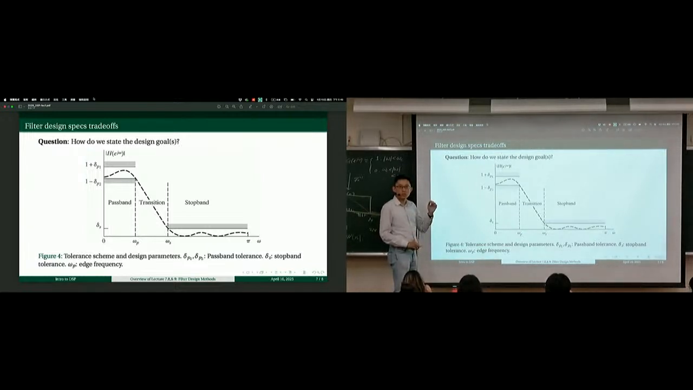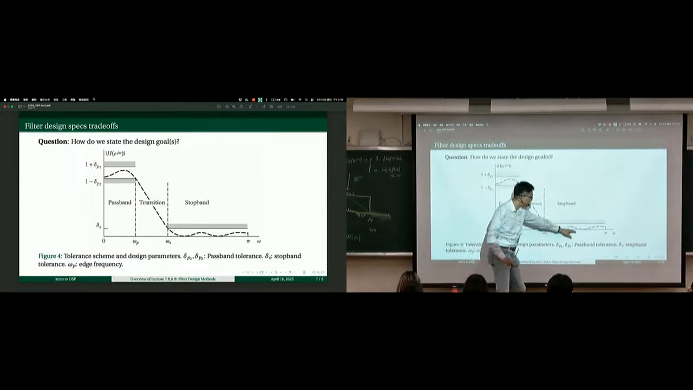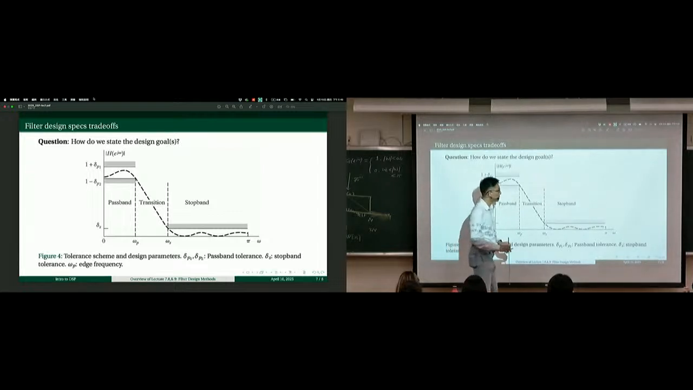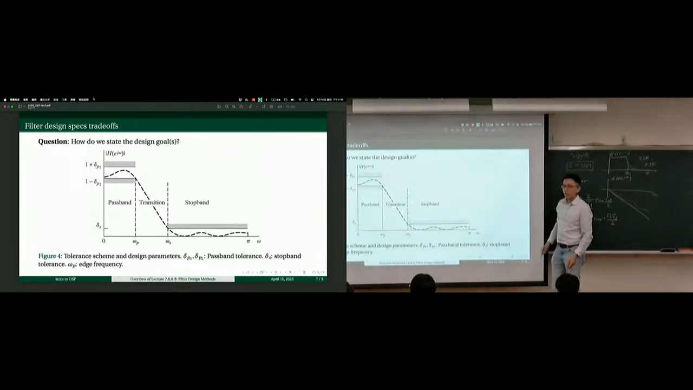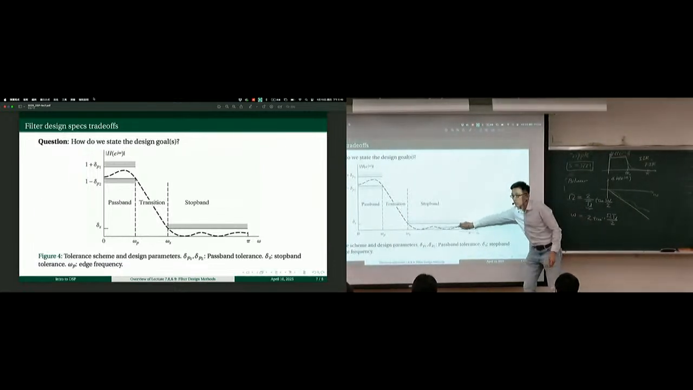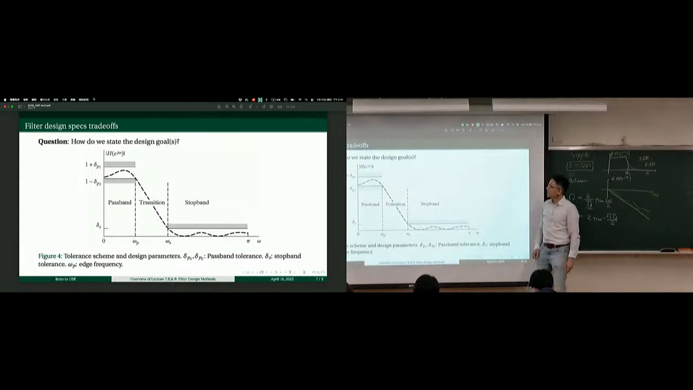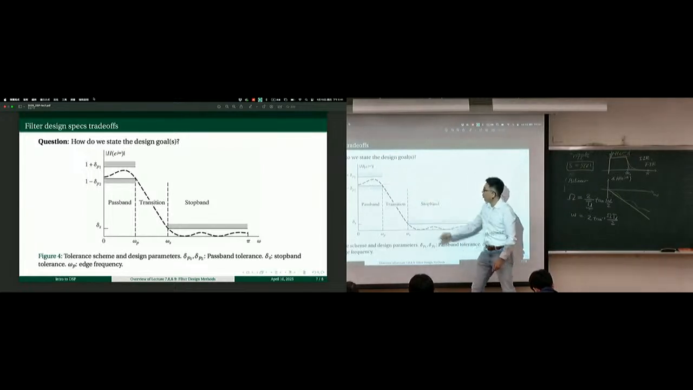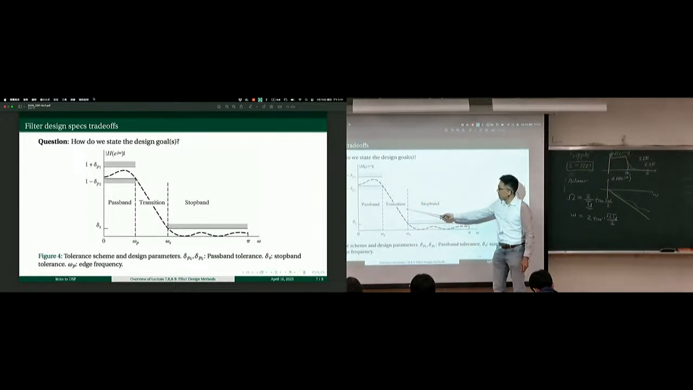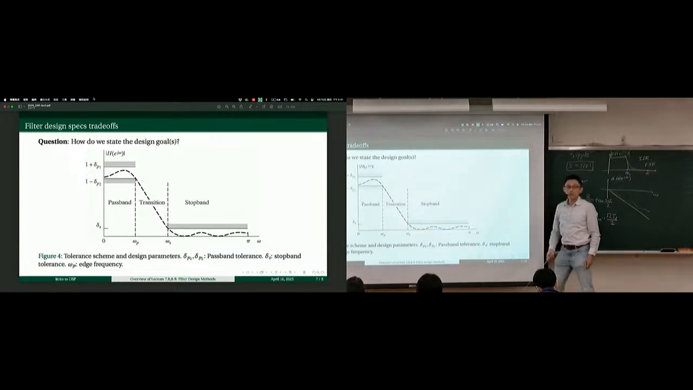To reach the ideal response, you want this ripple to be small, right? These are ripples. There will be ripple, but you want them to be controlled, as small as possible. Also over there, that's one ripple. You want to suppress the ripple while making the transition as narrow as possible.